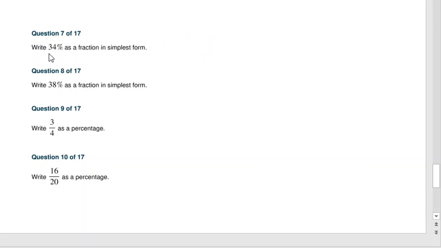Okay, question number 7 says write 34% as a fraction in simplest form. So remember, a percentage is always out of 100. So if you have 34%, that's really just 34 out of 100. And then it asks us to write this in simplest form. So 2 goes into 34 17 times, 2 goes into 100 50 times.